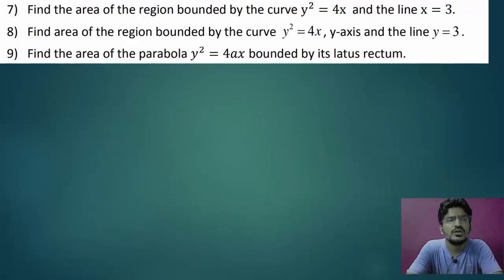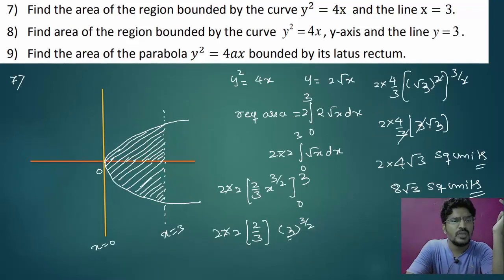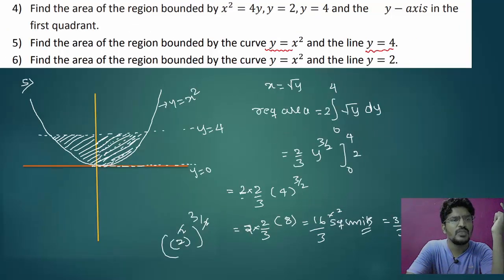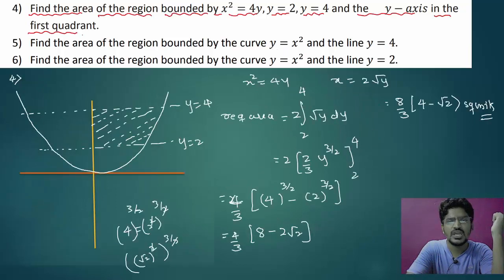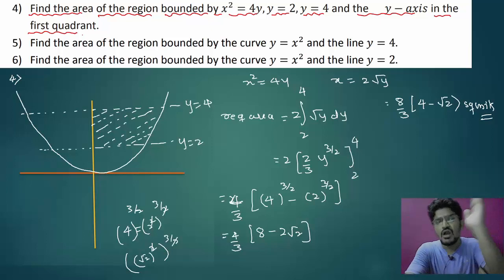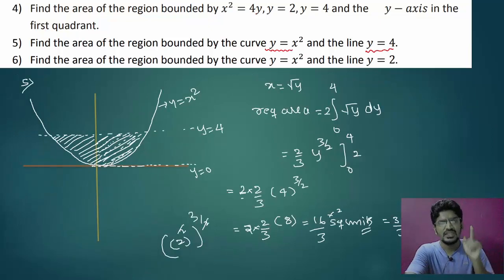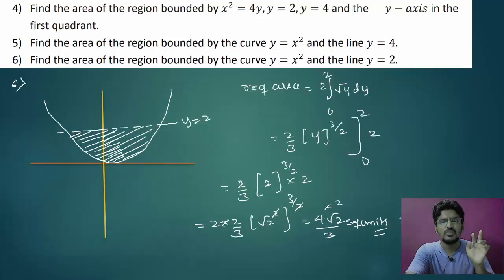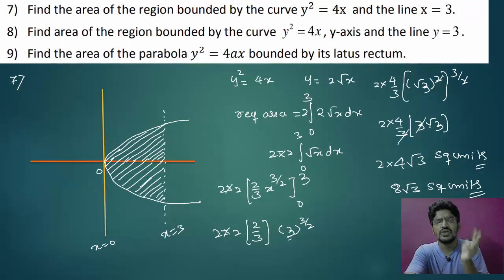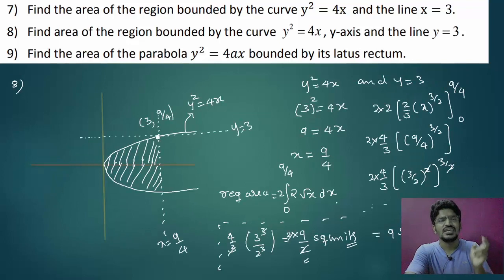Okay. So this is all about your 8th problem, 7th problem, 6th problem, as well as 5th problem. Clear? So everybody, I think all of you have understood this. Till the 4th problem, they have mentioned only the first quadrant. But after the 4th problem, they have not mentioned the first quadrant. So that's why in the 5th, 6th, 7th and 8th problems, you have to multiply the required area by 2.